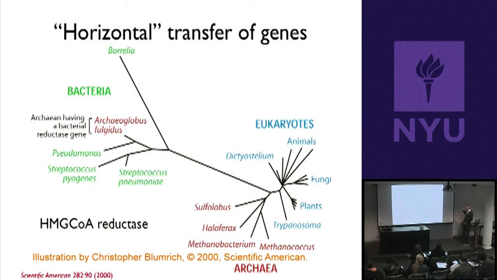Okay? And so this kind of event, where you find an archaeal gene, a bacterial gene inside an archaean, is called a horizontal transfer event. And it turns out that these are not uncommon. You know, they've happened a bunch of times. And so that leads to a different picture of what the tree of life looks like, more complicated than the first one I showed you, okay?